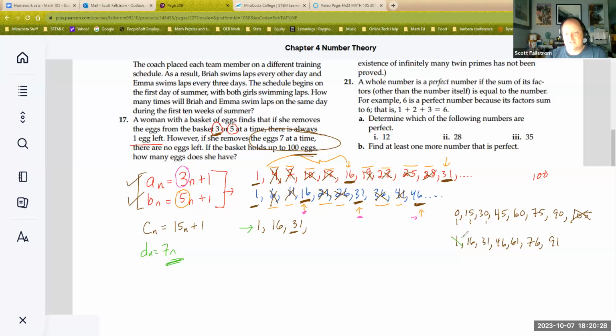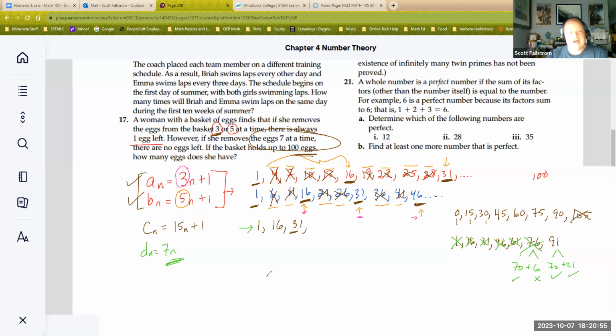So that means 1 is out, 16 is out, 31 is out, 46. Nope. 9 times 7 would be 63. This right here would be 70 plus 6. It works, it doesn't work. And if it didn't work on one of them, it's out. That's theorem 4-2b. And then 91, let's see here. What could I break that down into? Let's get a 70 because I'm looking for multiples of 7. 70 plus 21. Yes, it works.